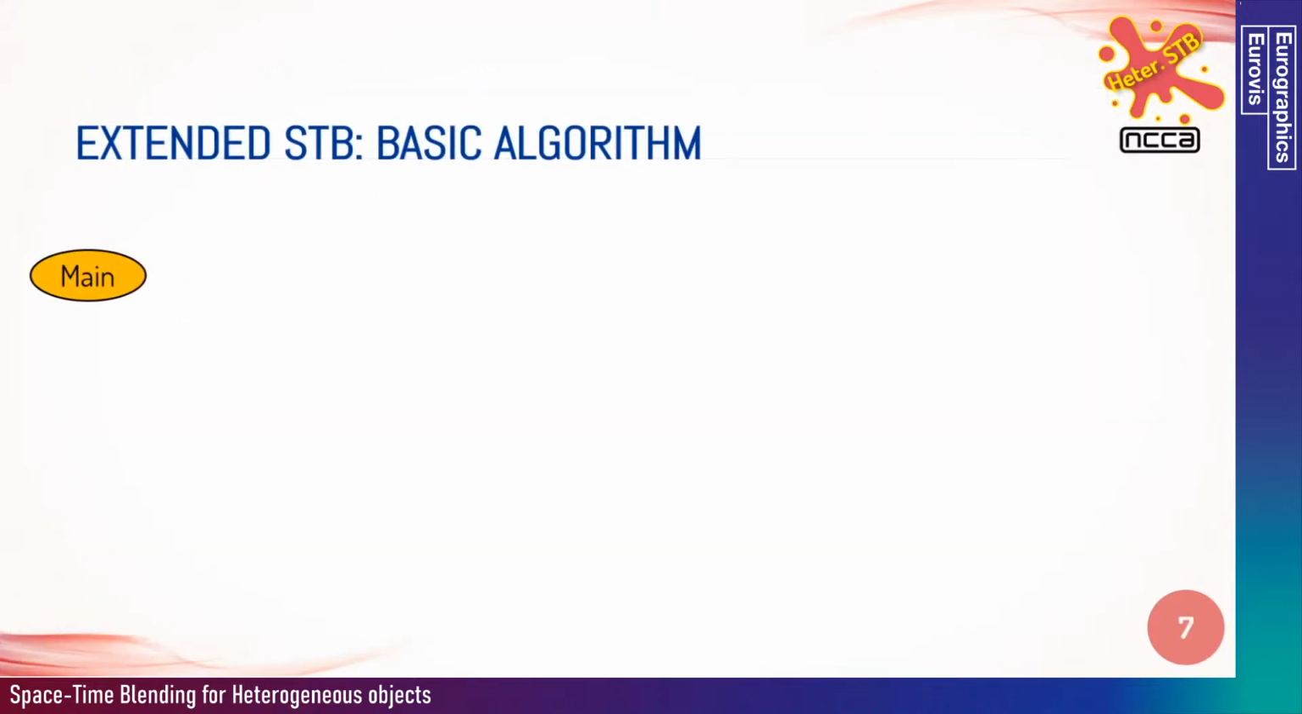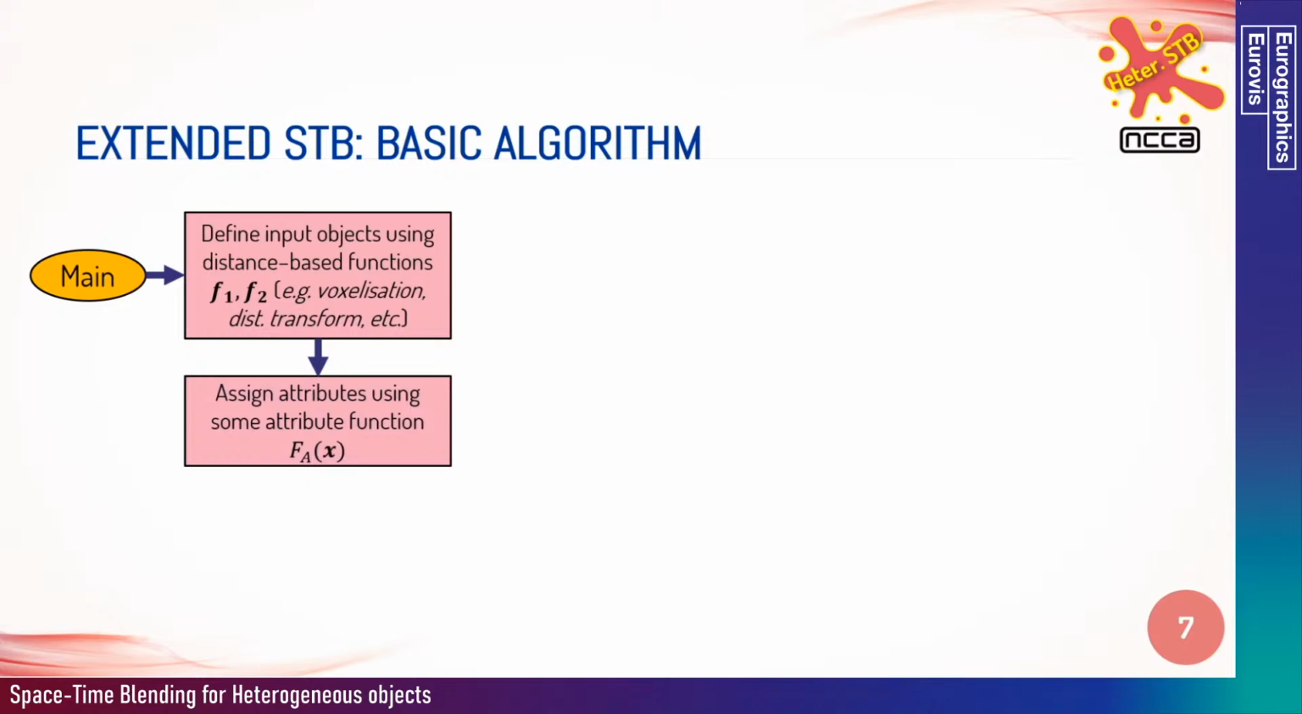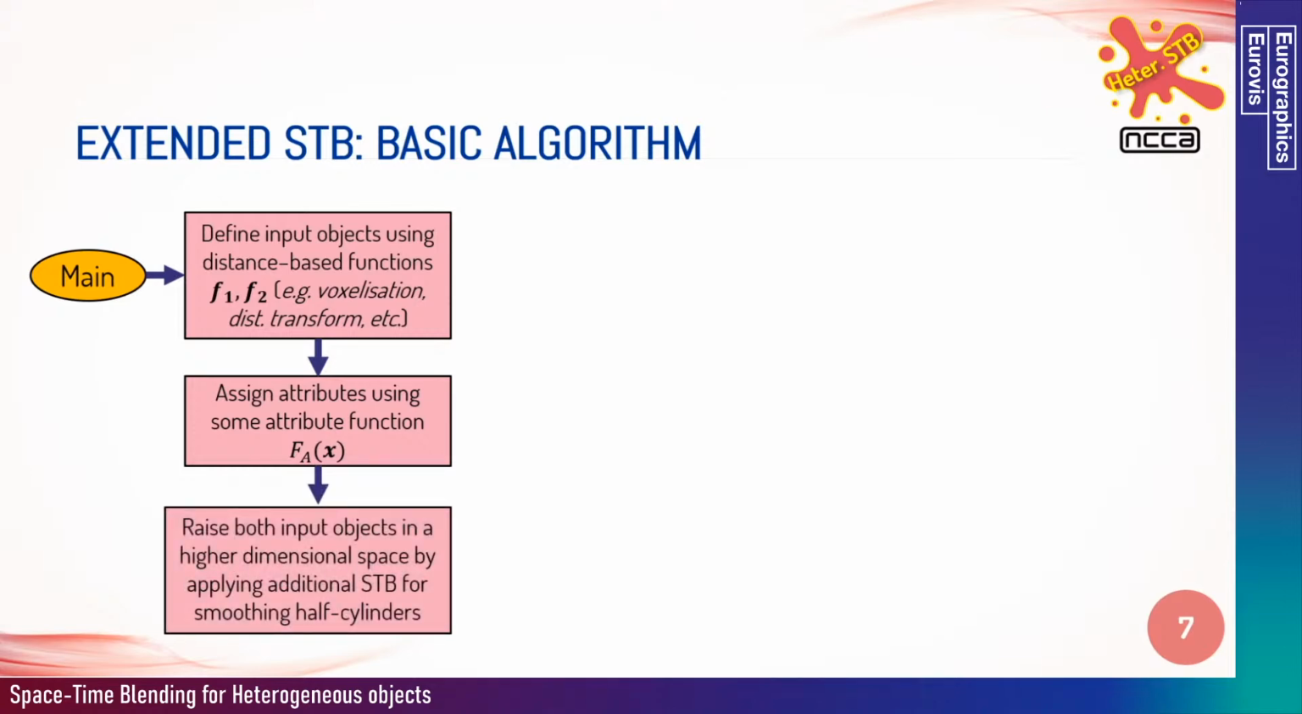The basic algorithm for applying heterogeneous space-time blending to two input objects starts from defining these objects using one of the distance-based representations, for example signed distance field or hybrid function representation. In the next step, we need to assign attributes to the input objects using some attribute function that can be procedural noise, solid texturing, scalar field, or any other. After we define both geometrical and attribute parts of the objects, we need to raise them into high-dimensional STB space, where the last coordinate will be time.